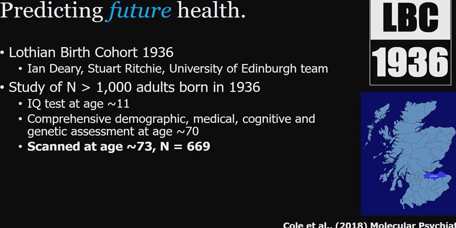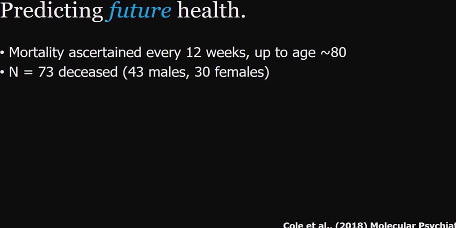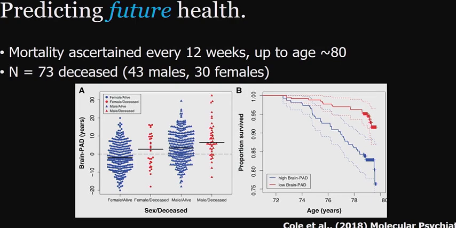Another context is work done with the University of Edinburgh using the Lothian birth cohort from 1936, which is a study of adults born in 1936. We had MRI data at approximately age 73, in nearly 700 individuals. And this is a really great study. One of the strengths is it's linked to the health records in Scotland, and their mortality is ascertained very regularly throughout the study. So about 10% of the sample had died up to the age of 80 since they were scanned. And we were able to show that those who had died had an older appearing brain at baseline.